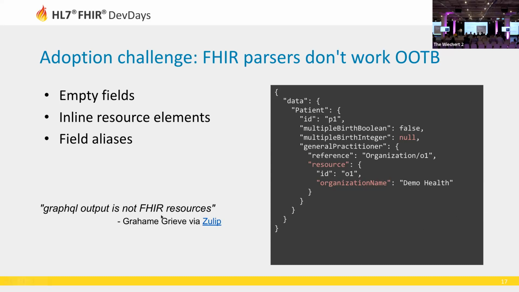And I found this quote on Zulip where Graham said, "GraphQL output is not FHIR resources." So I think that's a very succinct description of this.